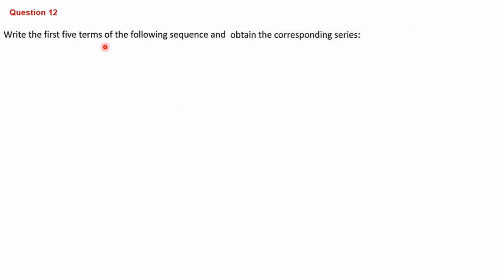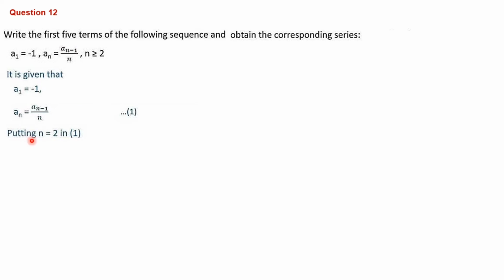Move on to the 12th question. Write the first 5 terms of the following sequence and obtain the corresponding series. a1 is equal to minus 1, a_n is equal to a_(n minus 1) by n, for n greater than or equal to 2. From 2 onwards we can use this rule. First a1 is given to us. First term is given to us. Given a1 is equal to minus 1 and a_n is a_(n minus 1) by n. This n minus 1 shows the position. Very carefully you have to handle it.